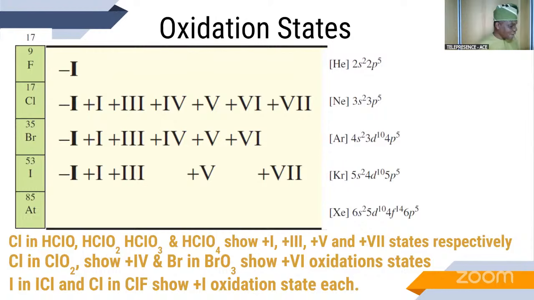3d10 and 4p5. The energy required to promote an electron from the 4s orbital of the atom in the second excited state to 4d is markedly higher than that required by chlorine. Thus, bromine does not exhibit a +7 oxidation state.